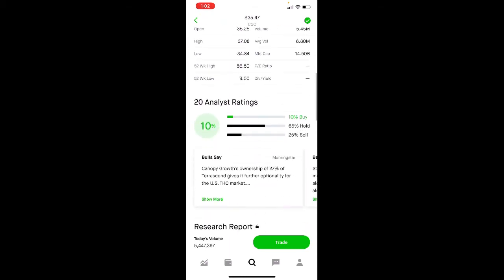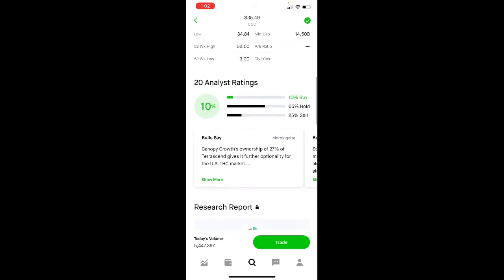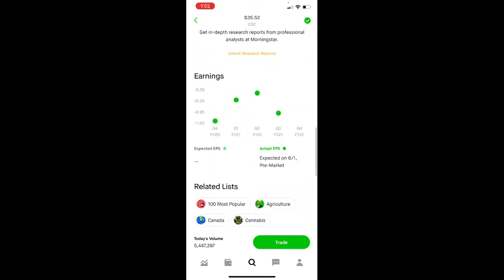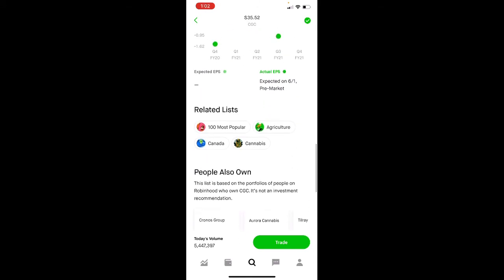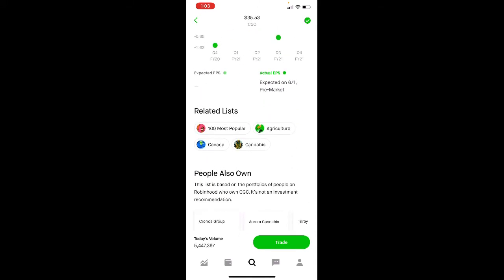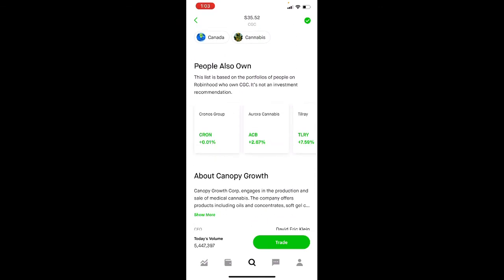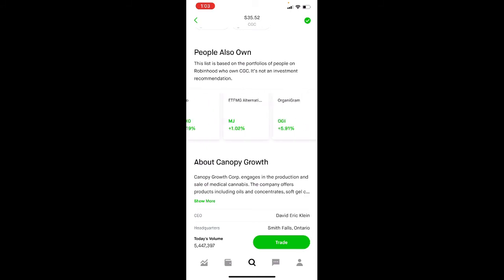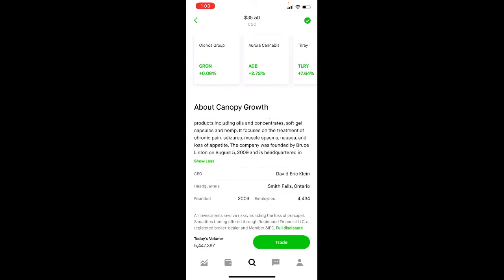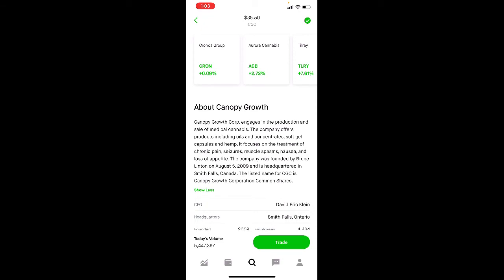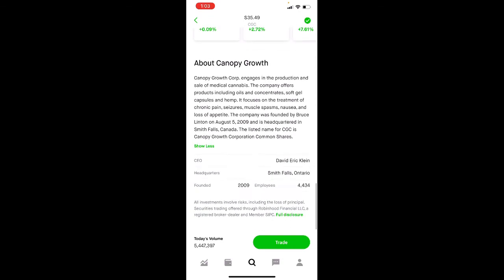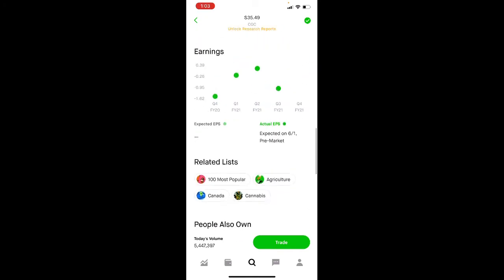So down here we got like analyst stuff, because they have analysts that work for the company and they publish the data. We got the earnings, then we got expectations of the earnings down below. We have related lists here, and then we have a recommended stocks section based off of what other people own. Then you got a brief description about the company. So you can see that here, it lists the CEO, headquarters, founding date, and the amount of employees.